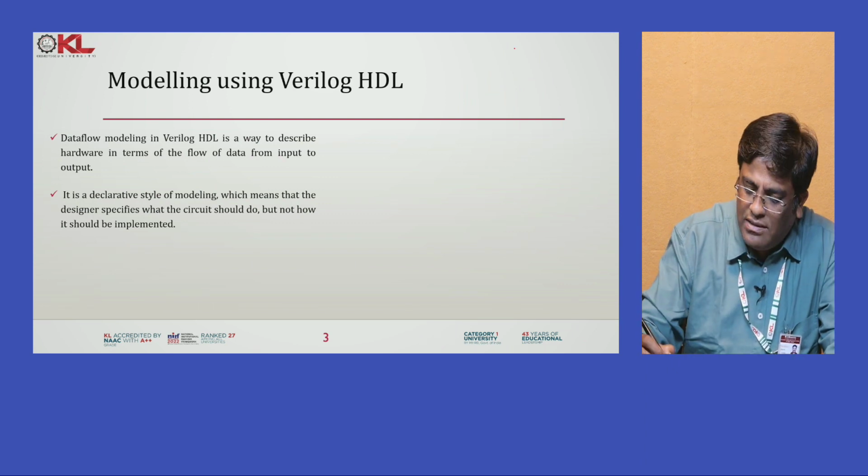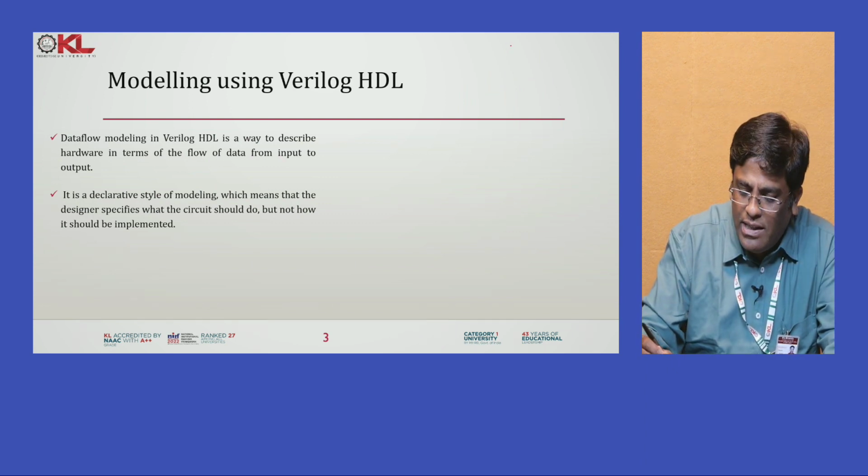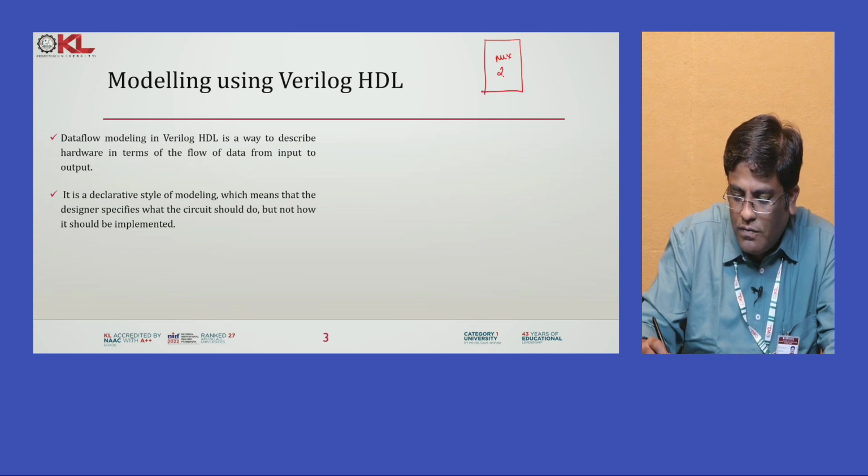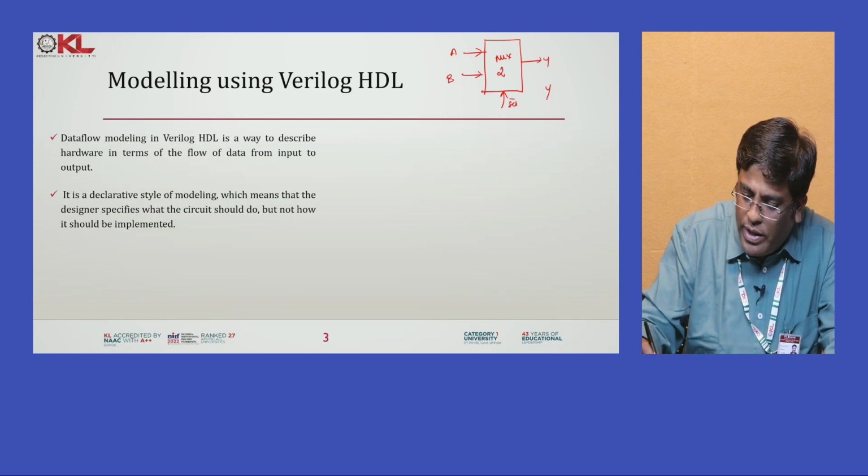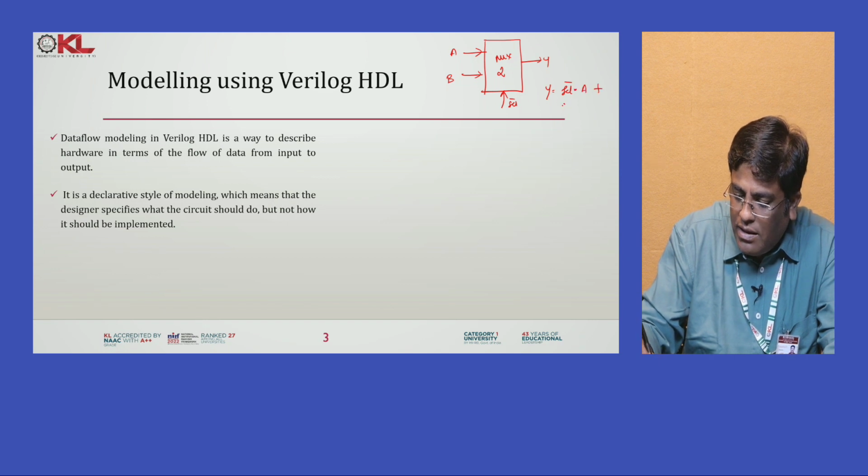How will we start? We will start with the module name. Am I correct? So what is the module? It is nothing but mux 2, correct? Input is A, B, output is Y, input is select line, and we write this also: Y is equal to select line bar into A plus select line into B.